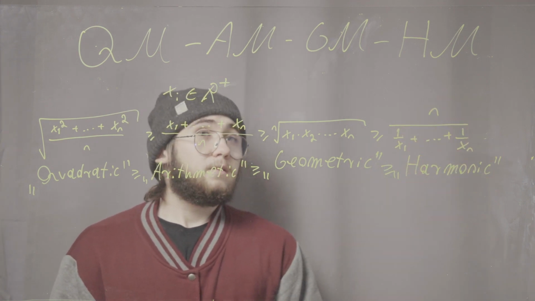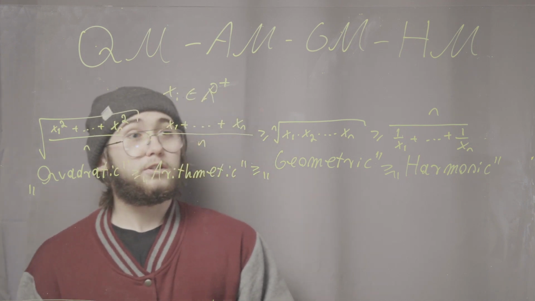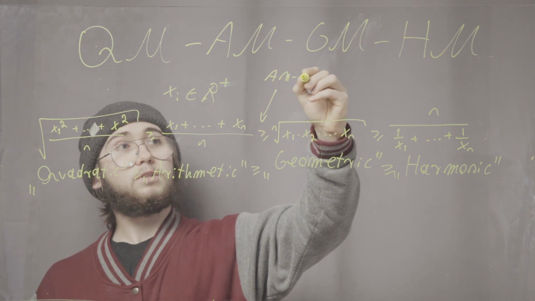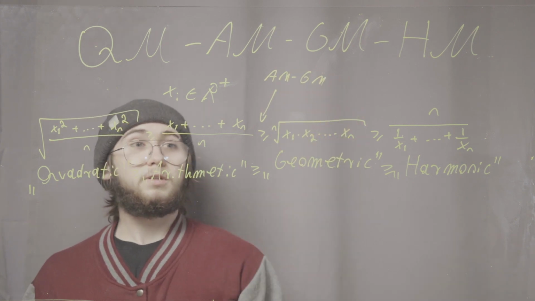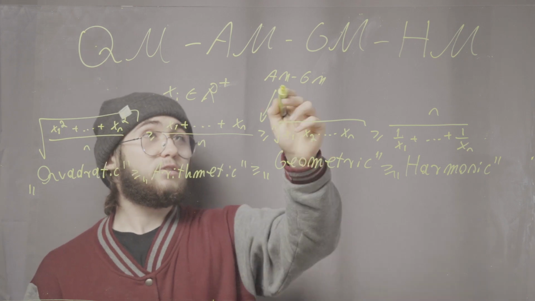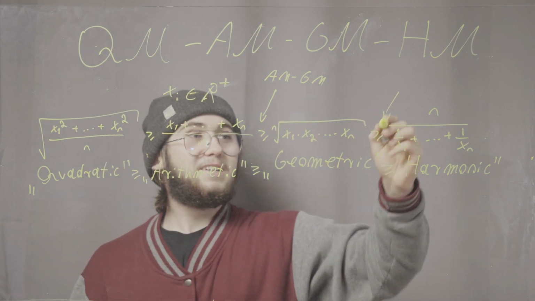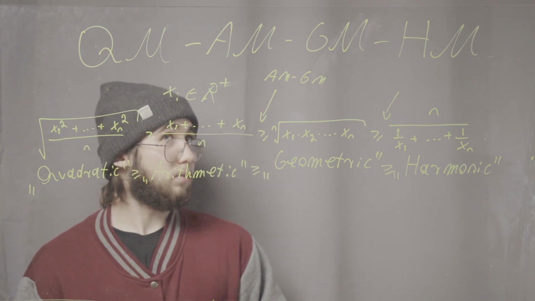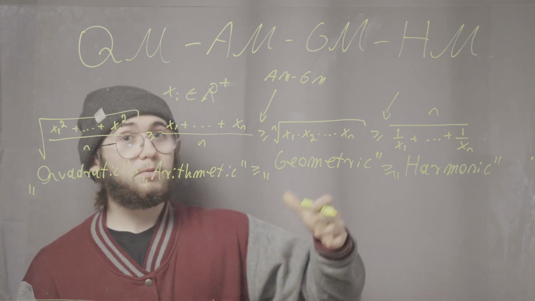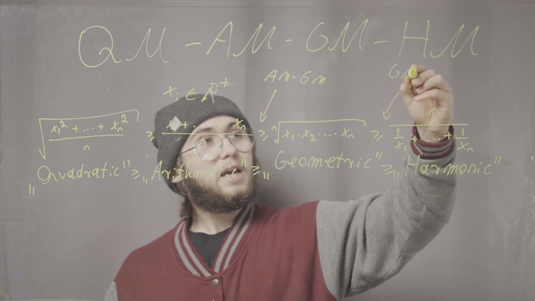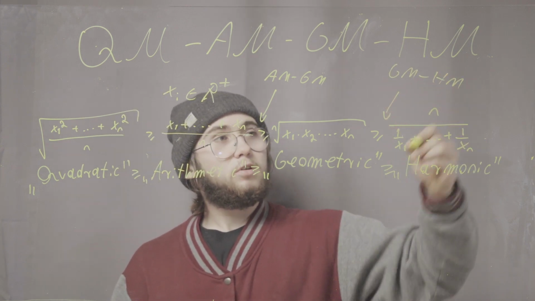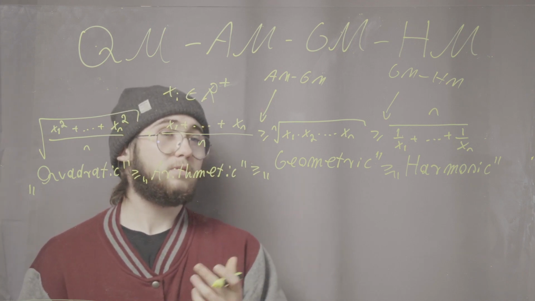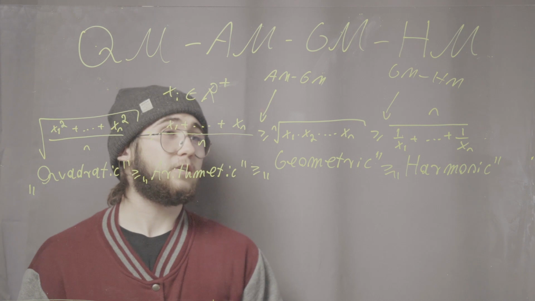Lovely. So today we're going to be proving first of all the AM-GM inequality, which occurs between the arithmetic and the geometric mean, as those acronyms probably tell you. And then we will be proving the GM-HM inequality, which, as you might have already guessed, is between the geometric and the harmonic mean. You didn't really have to guess it because I told you just a few seconds ago.